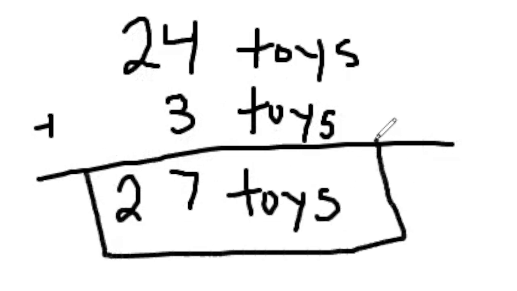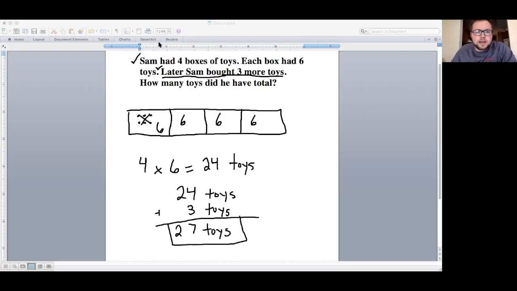Okay, and just to make it a little bit better, let's see if I can type something out. Let's do: Sam has 27 toys all together. Bam. There you go. And you showed all your work.